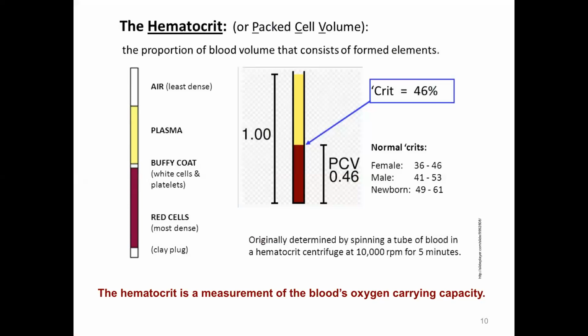And it is a measurement. All right, notice this is in red. The hematocrit is a measurement of the blood's oxygen carrying capacity, because your ability to carry oxygen in your blood is reflected by how many red cells you have, assuming that you have enough iron. All right, so this is used as the measurement of your oxygen carrying capacity. All right, so hopefully that makes sense.